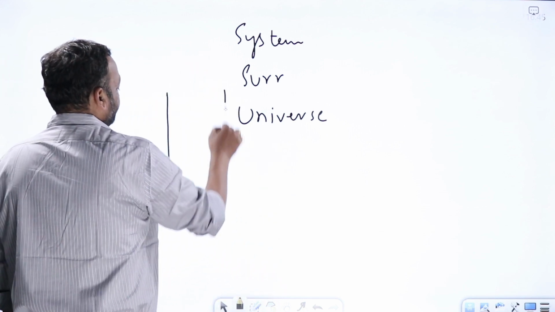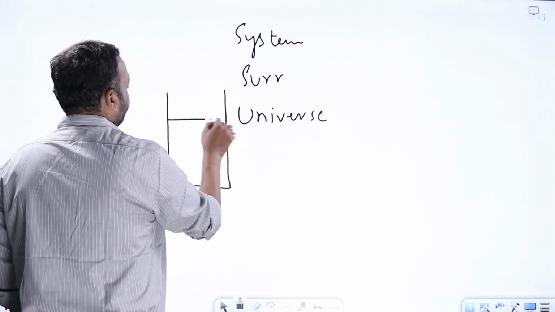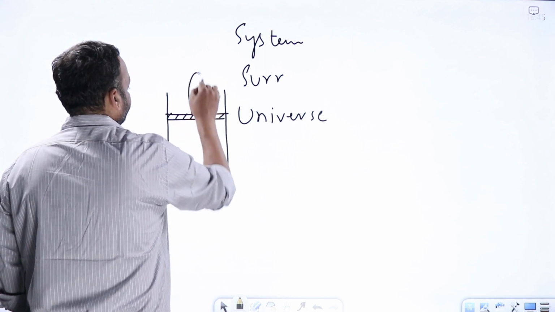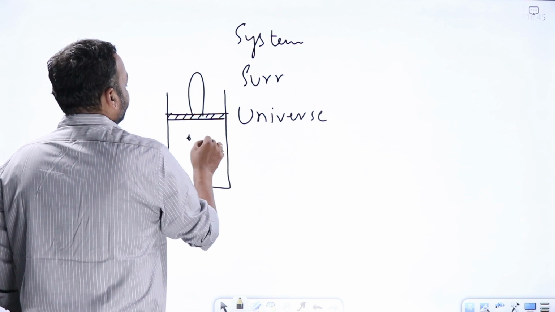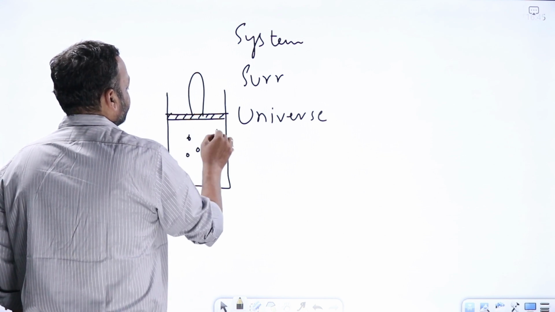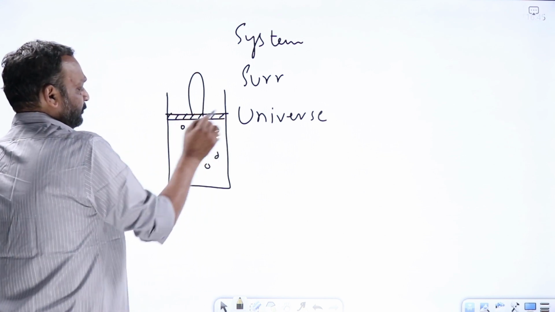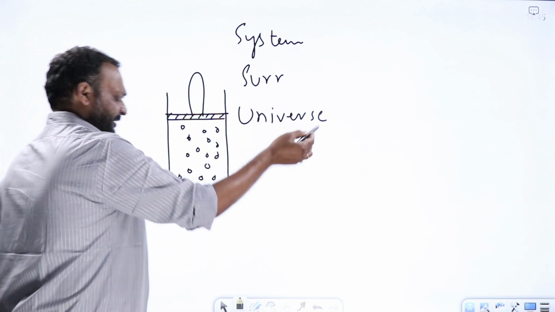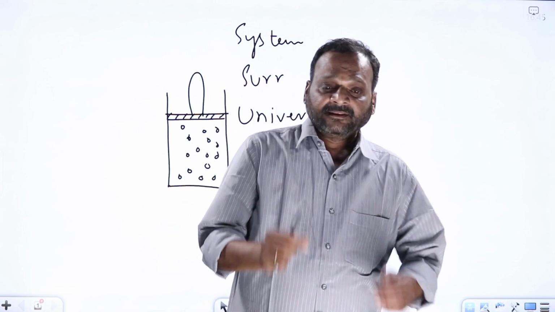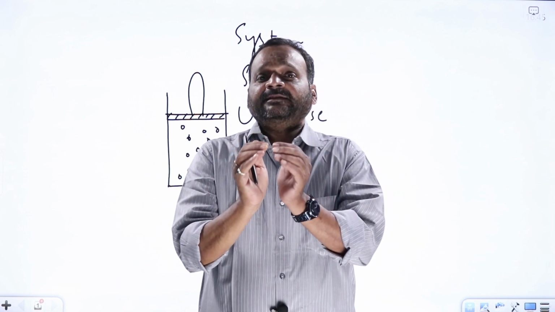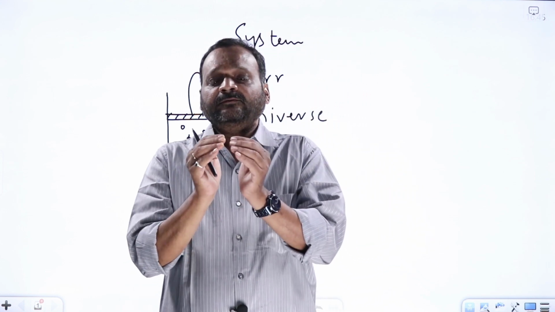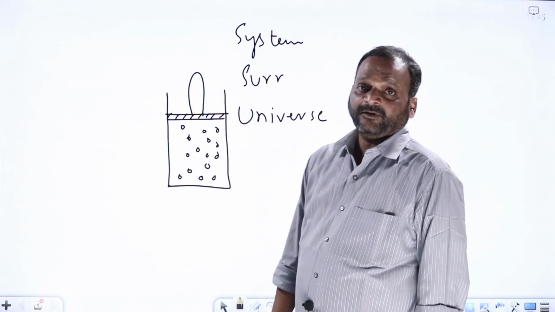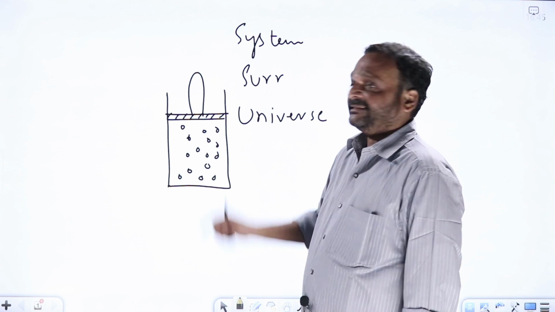System is that part of matter which we are interested in, whose changes we are going to study. Take some cylindrical vessel fitted with a perfectly frictionless movable piston. You take 1 mole of some gas here, or any liquid or any solid, whatever it is. That part of matter which is under study, whose changes we are interested in, is known as system. Here this gas is my system.